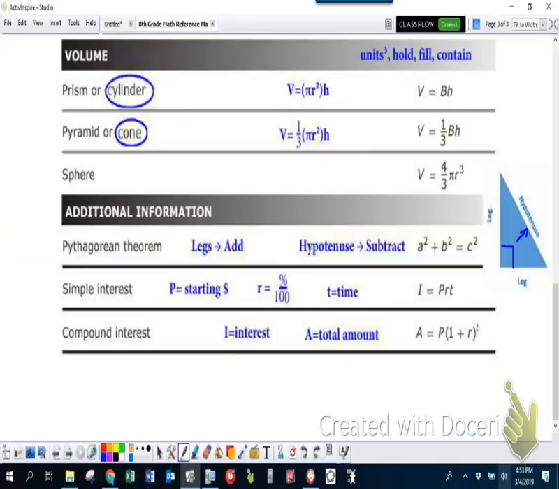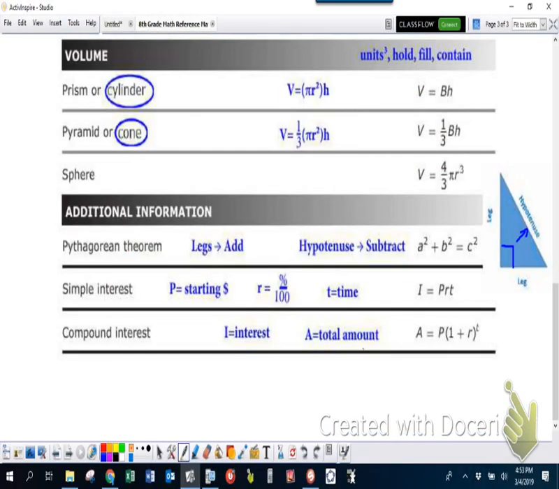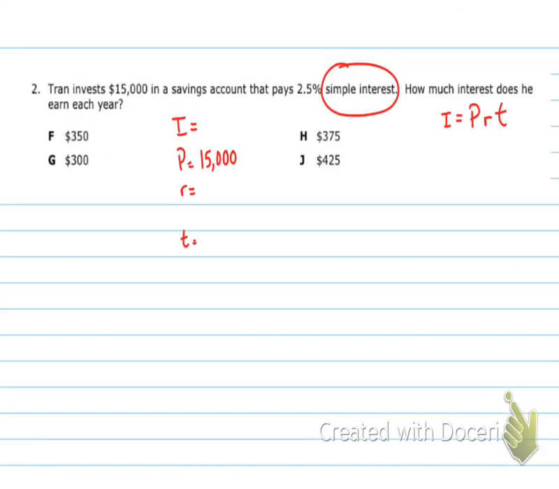So when I say P, P is the starting money. So what's the money that we're starting with here? Okay, it's 15,000. When I say R, notice that the R here is a percent. A lot of people forget that they have to use this as a decimal. The easiest way to change a percent to a decimal is to divide by 100. So what's 2.5 divided by 100? 0.025. And then T is the easiest, how much time. And all it says is each year. So you should interpret each year to mean every 1 year. So T is 1.